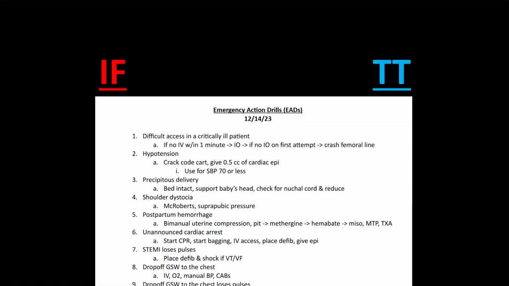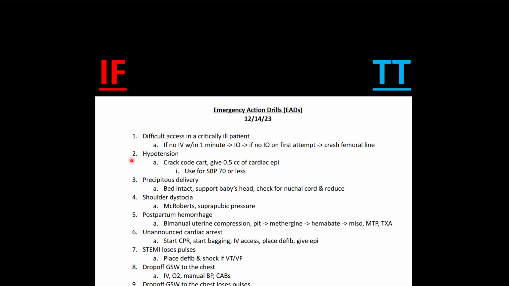These if-this-then-that rules don't have to only be halo scenarios. They can be what they call action drills, as in the Stimulus podcast and MCRIT. If you have someone with difficult access who is critically ill, you get two tries for an IV. If you don't get that, then you'll get an IO. If the IO doesn't work, then you'll do a crash femoral line. So you kind of know what you should do in these scenarios, even though you don't know what is wrong with the patient, but you do know what to do if this happens, right?